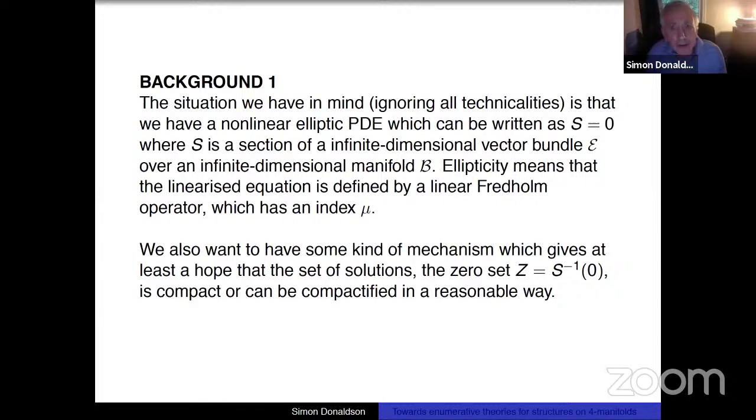So we have some sort of PDE, and a set of solutions, we'll call it Z. The other thing we want is to have some kind of mechanism which provides at least some partial compactness of this set of solutions. So at least typically it will not be compact on the nose, but can be compactified in some reasonable way. And again, we'll see examples in a moment. This mechanism normally comes through some sort of integral identity, giving a priori bound on some kind of energy of the solutions.